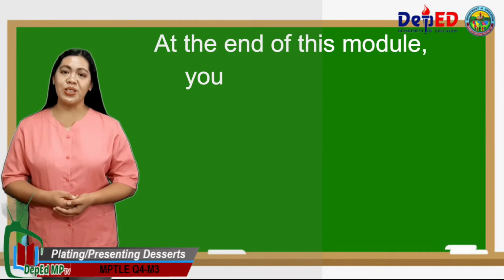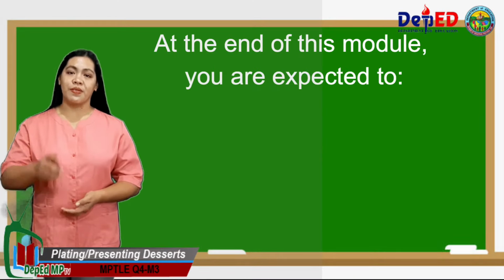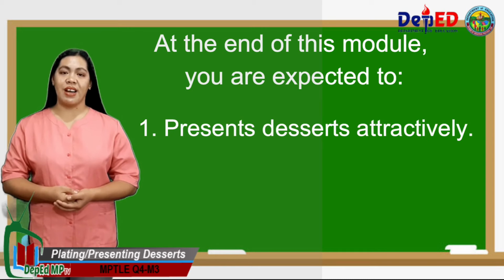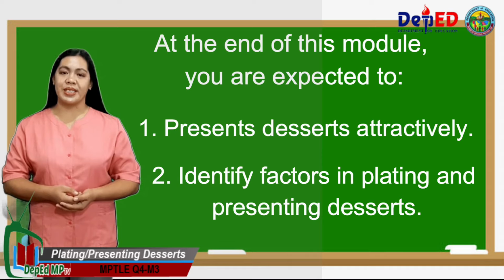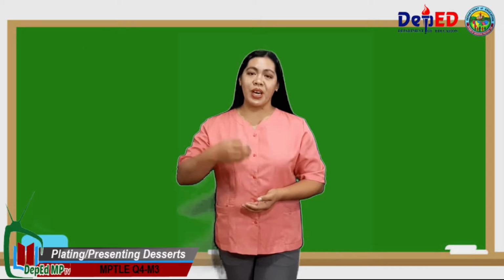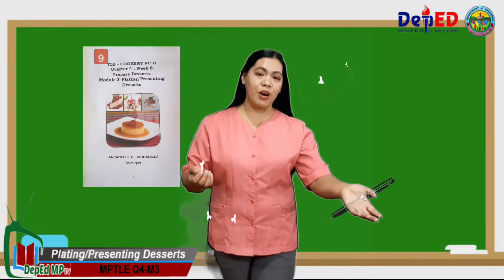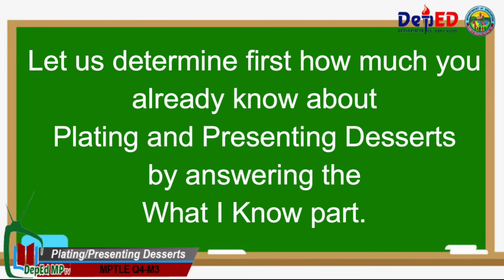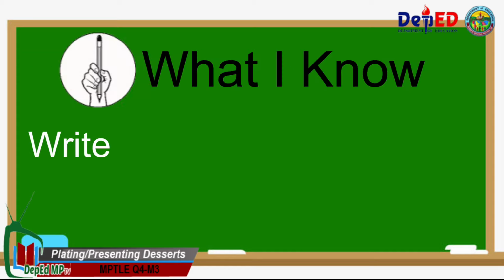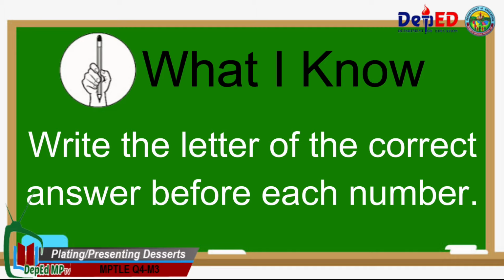At the end of this module, you are expected to: first, present desserts attractively. Second, identify factors in plating and presenting desserts. As we engage in today's lesson, prepare your self-learning modules and ballpen and let us answer together. Let us determine first how much you already know about plating and presenting desserts by answering the What I Know part. Write the letter of the correct answer before each number.